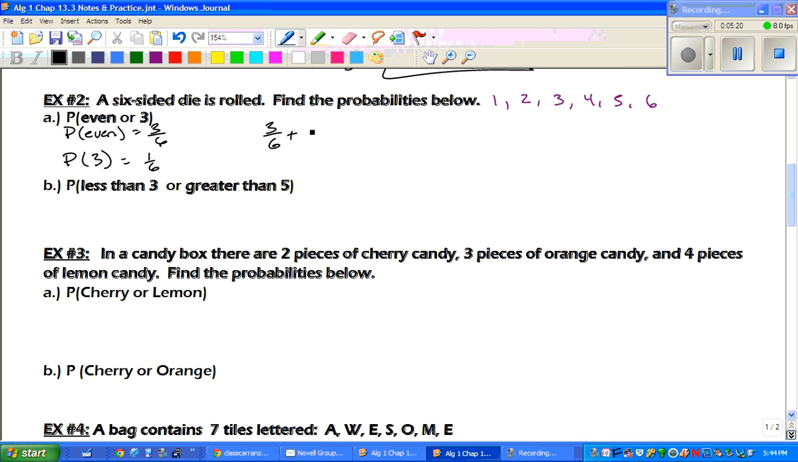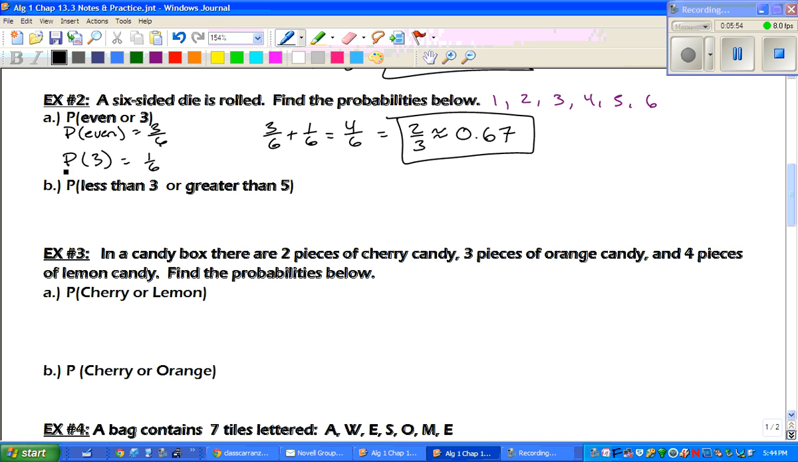So 3 out of 6 plus 1 out of 6, we would add those together and get 4 out of 6, which equals 2/3. And when you round that as a decimal, you should get 0.67. And since we are rounding that number, we would use the approximately equal sign.